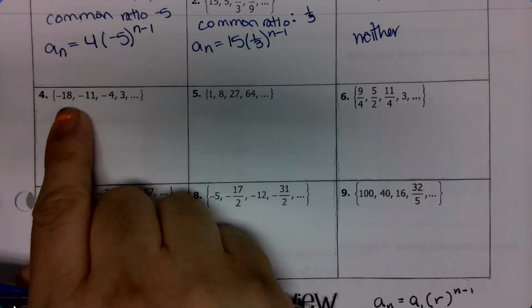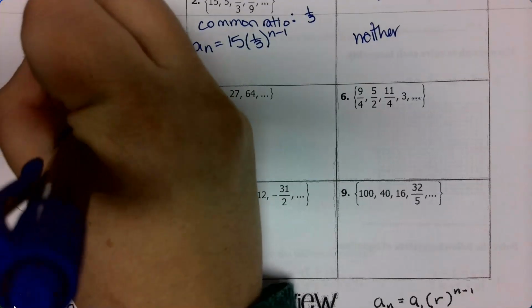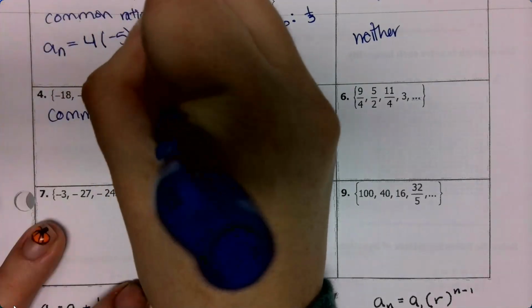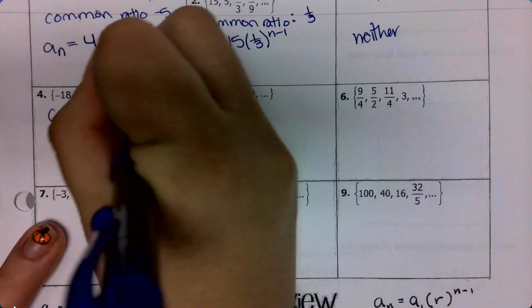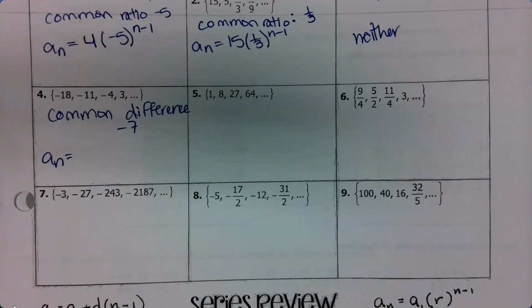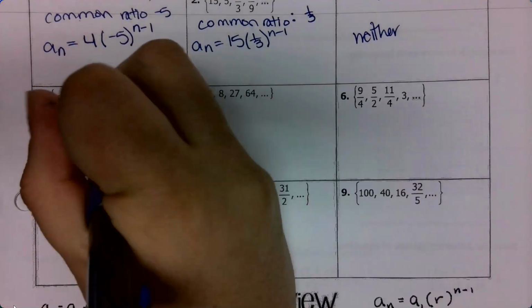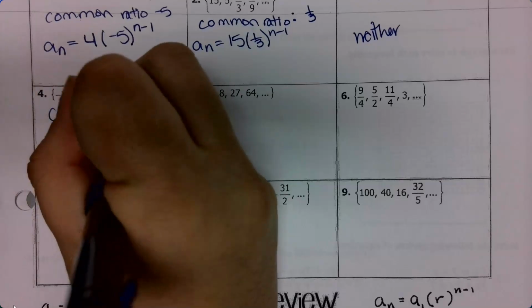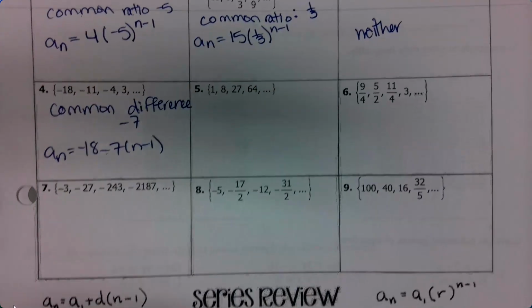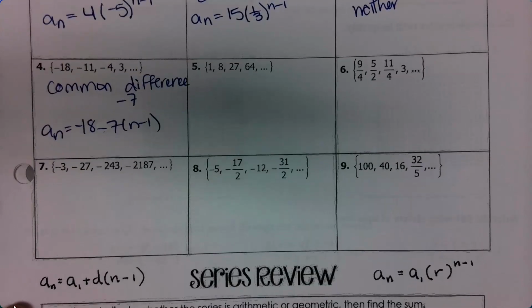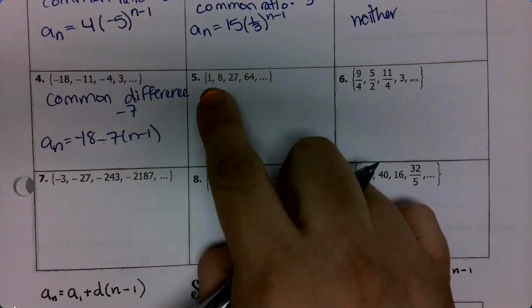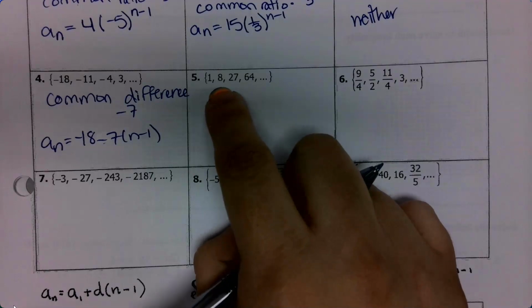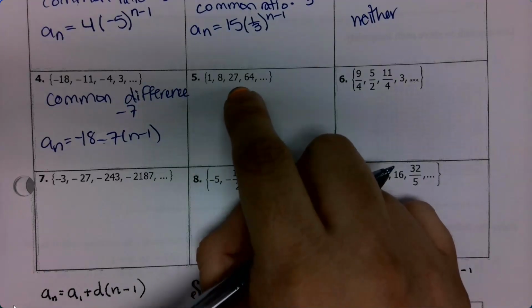Next one, it looks like I'm subtracting 7. So my common difference here is -7. Then to write this formula, I'm going to have a sub n. My first term is -18 plus my common difference, which in this case is negative, so it's actually going to be minus 7, n minus 1. The formulas you need are down below, by the way, in case you were wondering where I was getting these from. On the next one, I go from 1 to 8 by adding 7, or multiplying by 8, but 8 to 27, I add 19 or I can't multiply. So this one is neither.